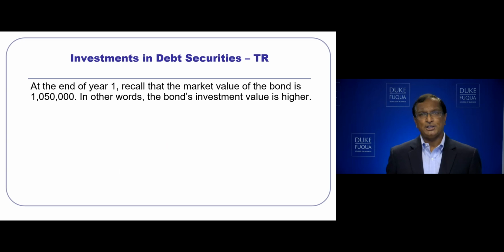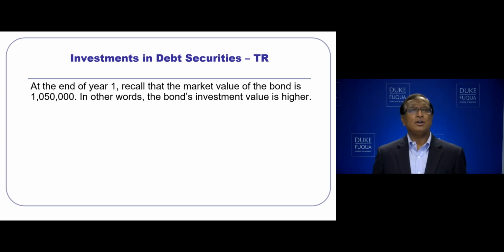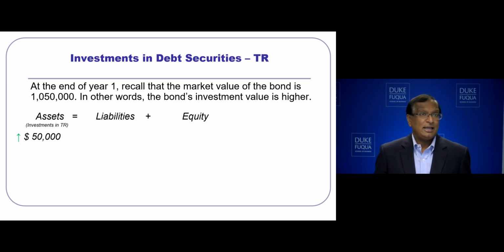Now, here is where the change begins. So we know that the market value of the bond went up to $1,050,000 at the end of the year. For trading securities, because the intent is to sell, we need to update the value of the asset on the balance sheet as and when the value changes. So on the asset side of the balance sheet, we will increase the value of the investment by $50,000. So the investments in TR will go up by $50,000.